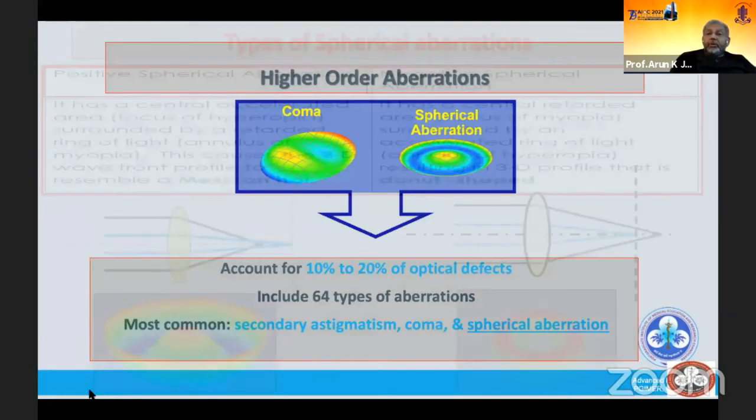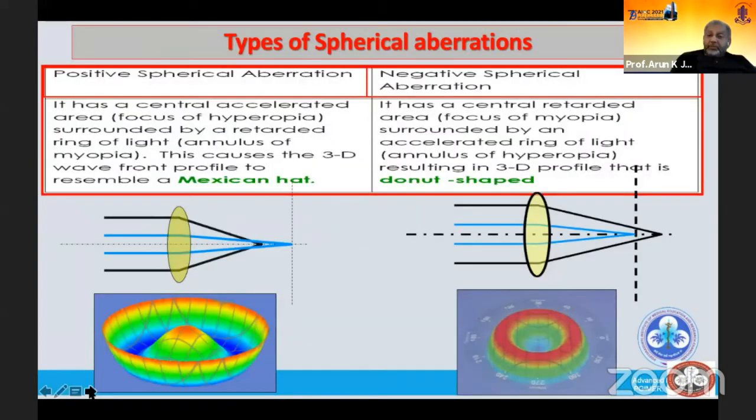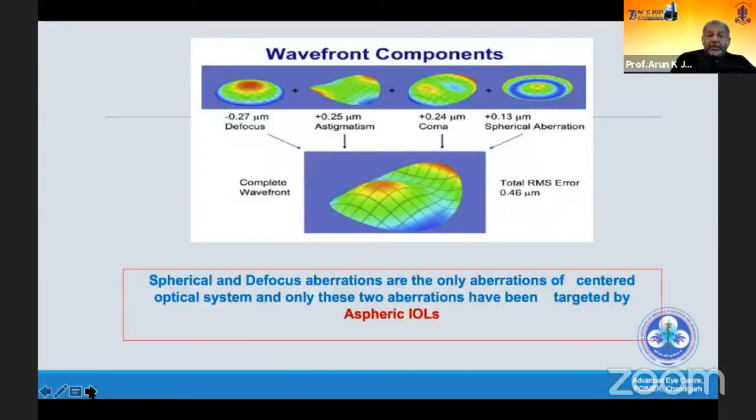Spherical aberration could be either positive or negative. This cartoon shows the wavefront of a positive and negative spherical aberration. Spherical and defocus aberration are the only aberrations of a centered optical system, and these are the only two aberrations targeted by aspheric IOLs. But of late, even coma has been targeted by a few IOLs available in the market.